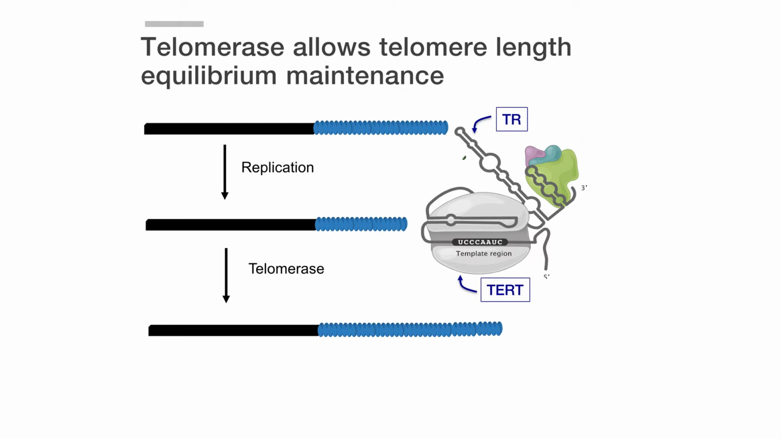So the way that telomerase does this is it's this holoenzyme, and what's shown here in this dark gray line is the RNA component of telomerase.